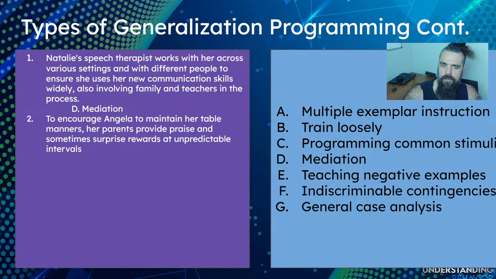All right, how about number two? To encourage Angela to maintain her table manners, her parents provide praise and sometimes surprise rewards at unpredictable intervals. Which generalization strategy are we using here and why?